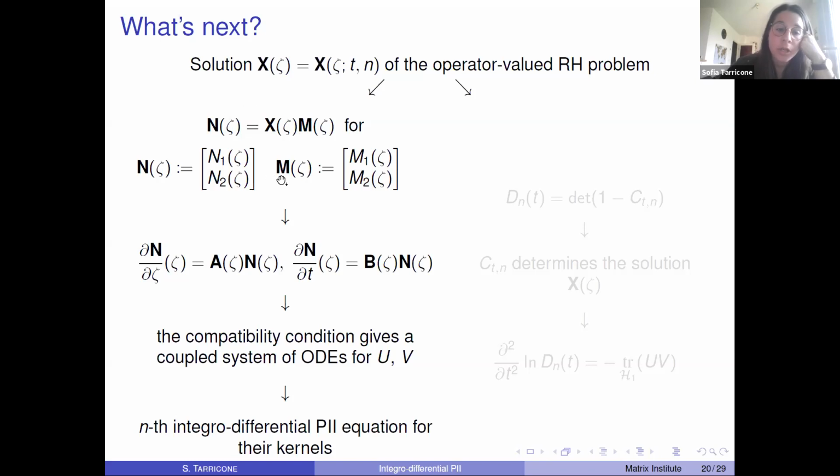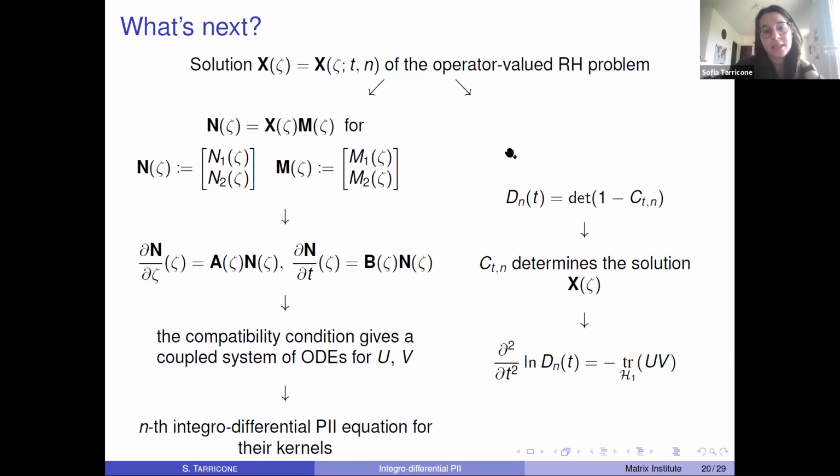And exploiting this relation, you can prove that N here solves two differential equations, one with respect to the complex parameter zeta and one with respect to the deformation parameter t. And this is our operator valued Lax pair. And what does it mean? Well, it means that if you consider the compatibility condition of this system, you will get a coupled system of ODEs that are solved by U and V, the operators that we just defined. And if you look at this equation from the point of view of the kernels of these operators, you will be able to see the nth integro-differential Painlevé II equation for the kernel of U and V. Okay, so this is one side.